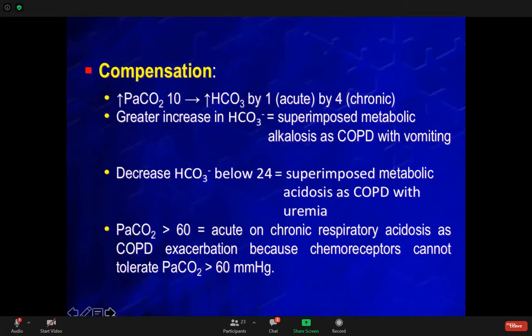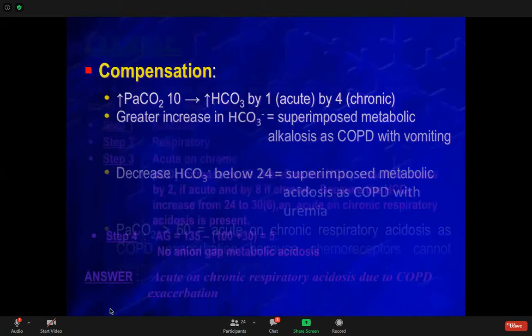So the compensation, as we said, for every 10 increase in your partial pressure of carbon dioxide, you expect your bicarb to increase by 1 in acute or 4 in chronic. Sometimes if you have a greater increase, that means that you have the 2 disorders. So maybe if you have a great increase in your bicarb, you're expecting that there's metabolic alkalosis and COPD. If your bicarb is below 24, you expect that there's a problem. There's a metabolic acidosis and a COPD.